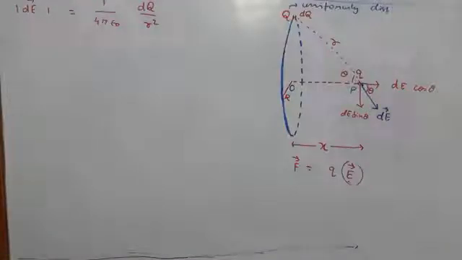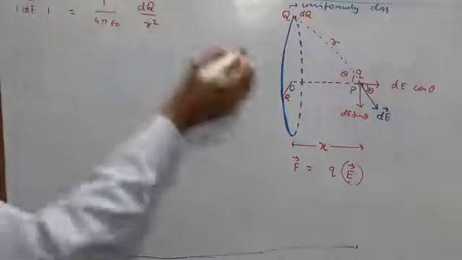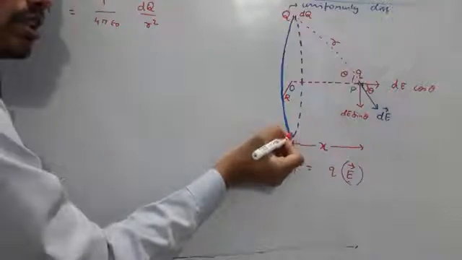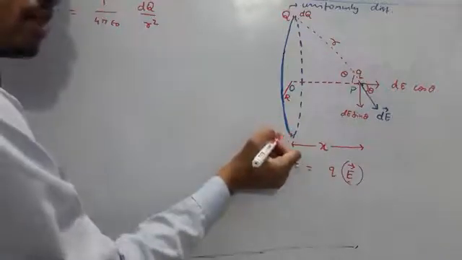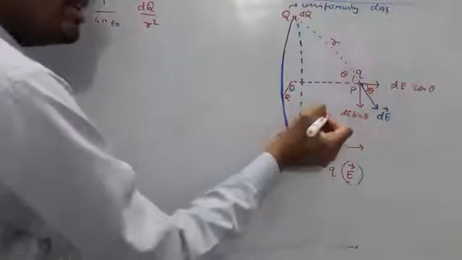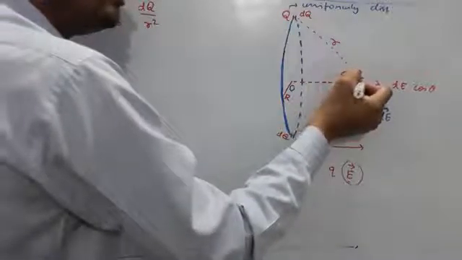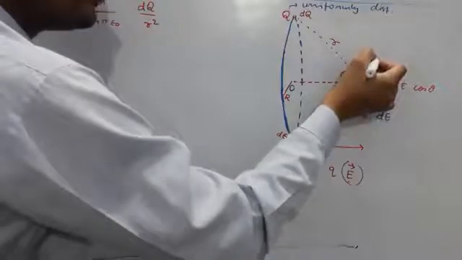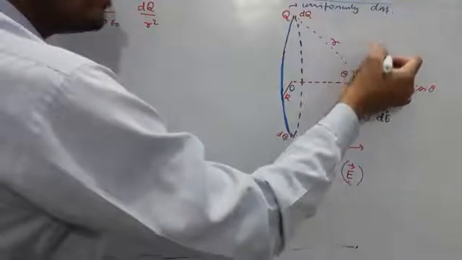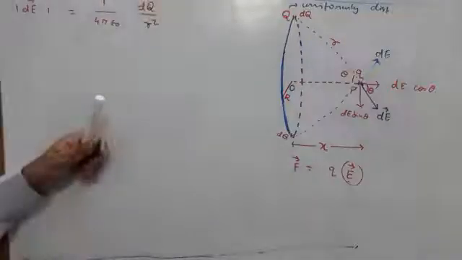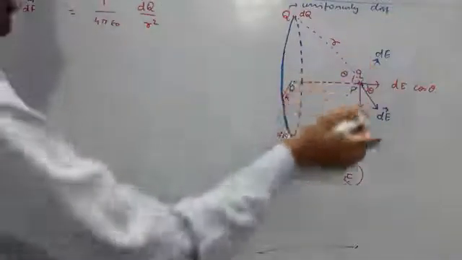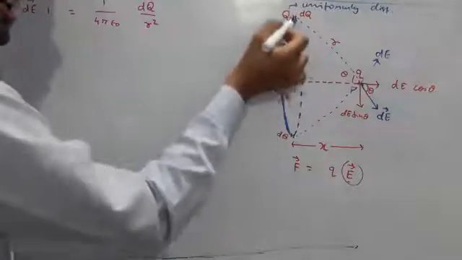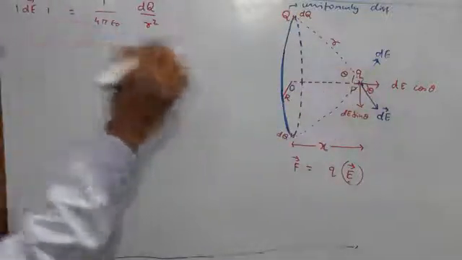Before integrating, let's see one more element which will lie at a point diametrically opposite to this element, that is this place. Here I will choose another element dq. Due to this element, the electric field will be in this direction, away from the element, like so. It will also have the value dE. Now why the same value? Because the charge elements dq are the same, and these distances are also the same.